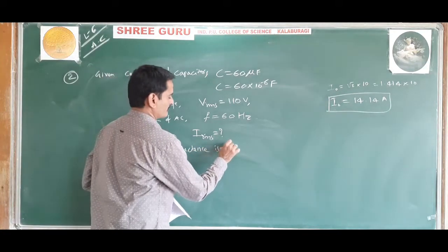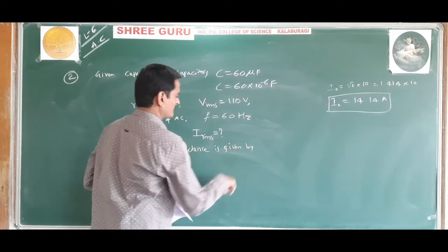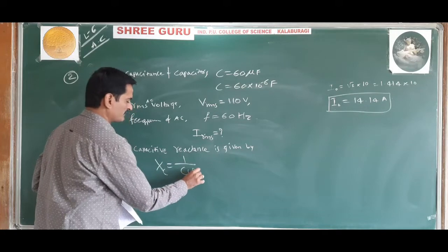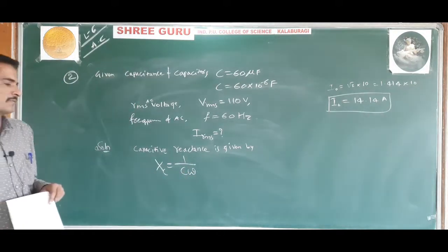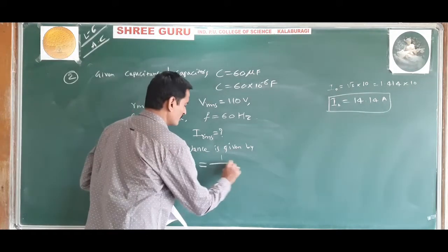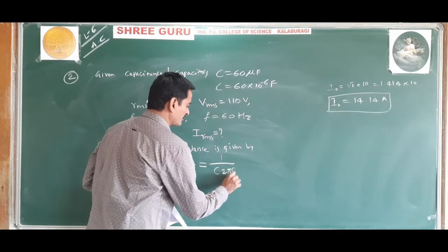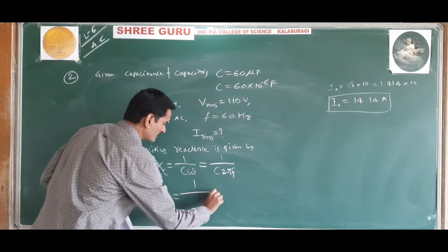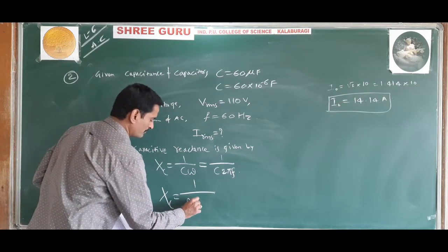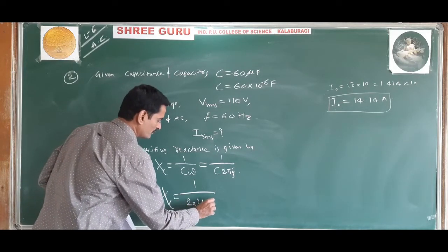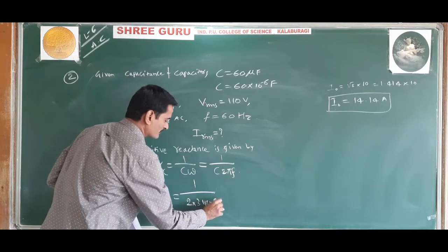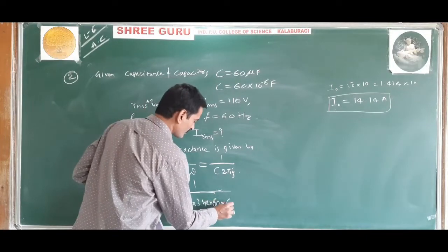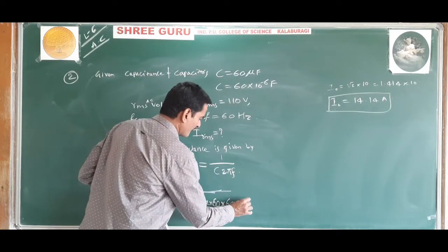Capacitive reactance is given by XC is equal to 1 divided by C omega. That is 1 divided by C into 2 pi f. So therefore XC is equal to 1 divided by 2 into pi, pi is 3.142, into f is 60, and C they have given as 60 into 10 to the power minus 6.